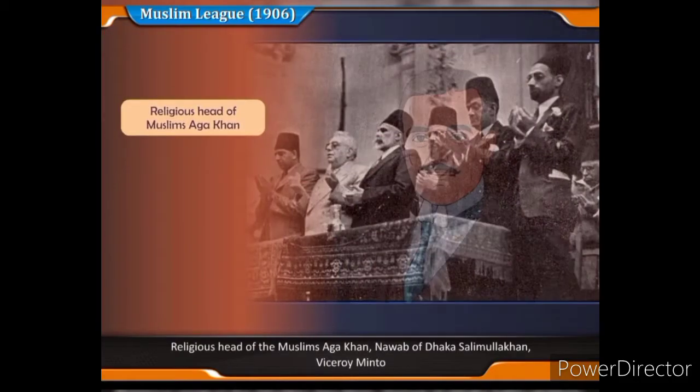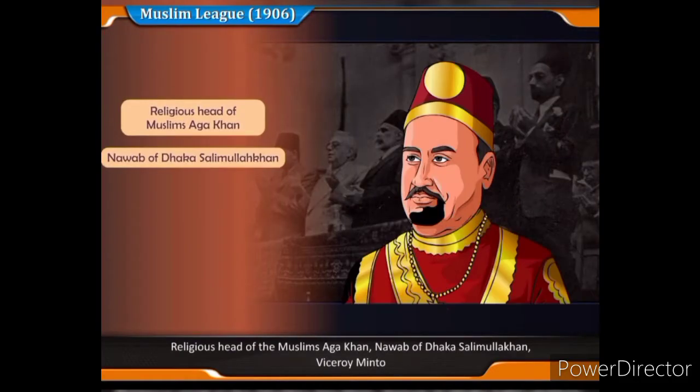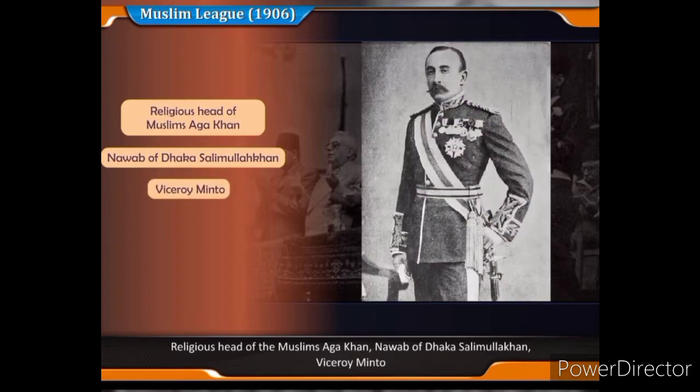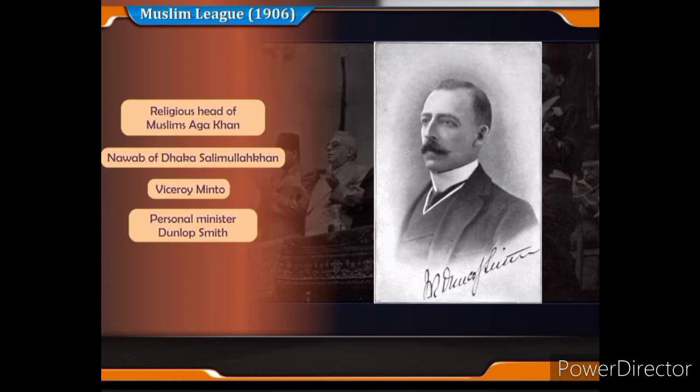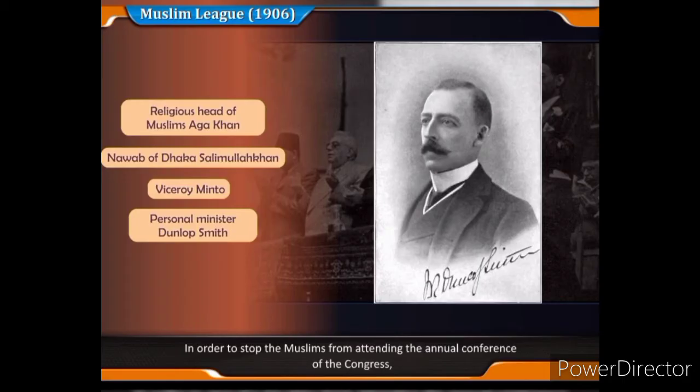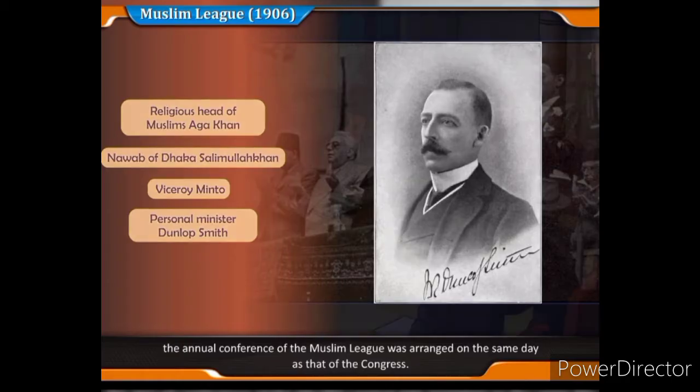Religious head of the Muslims, Aga Khan, Nawab of Dhaka Salimullah Khan, Viceroy Minto, and his personal secretary Dunlop Smith had played an important role in the establishment of this organization. In order to stop the Muslims from attending the annual conference of the Congress, the annual conference of the Muslim League was arranged on the same day as that of the Congress.